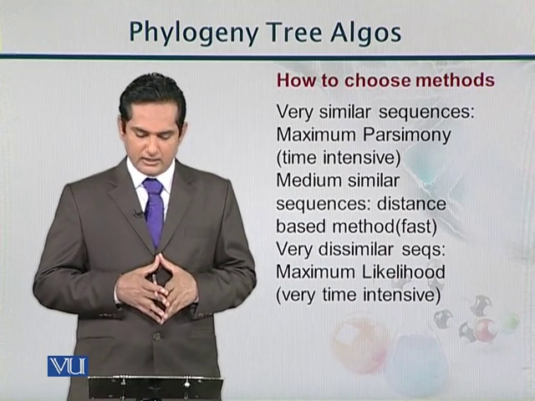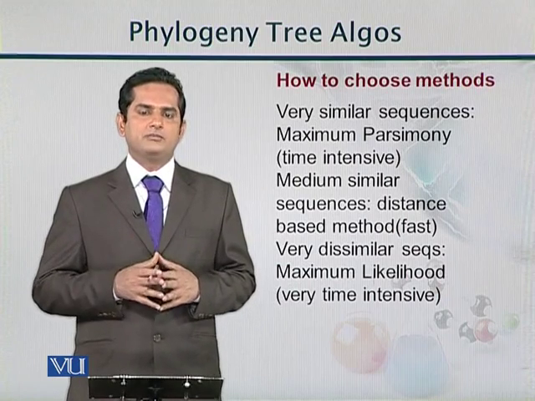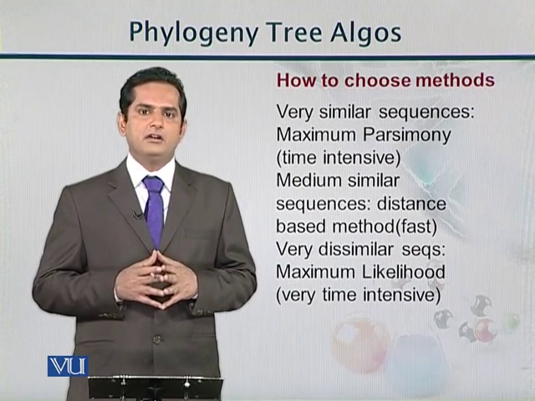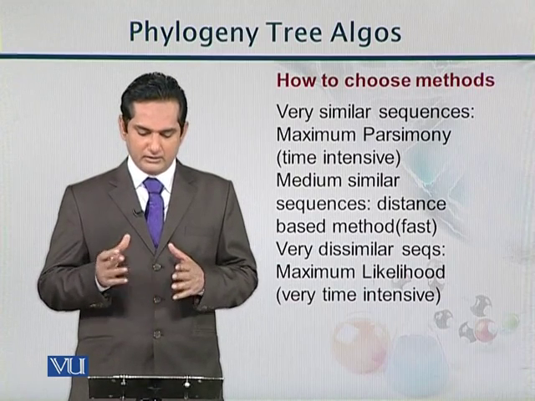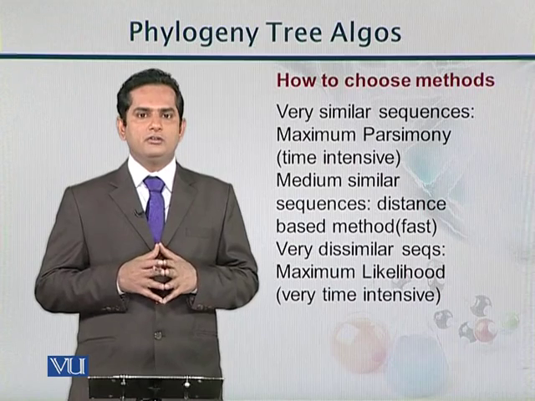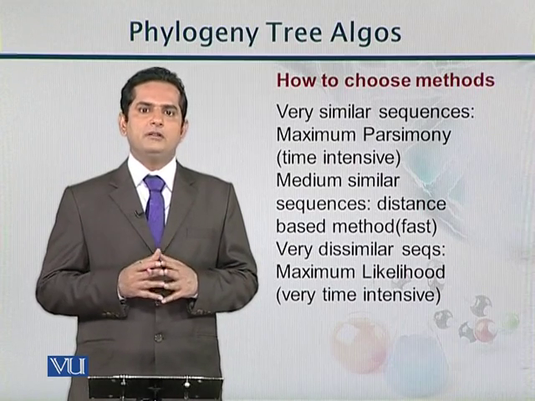If our sequences are medium similar, then we should use a distance-based method. They are actually fast methods, but again they are not very accurate. And finally, if we have very dissimilar sequences, then we should use the maximum likelihood method, but they are the most time consuming methods.